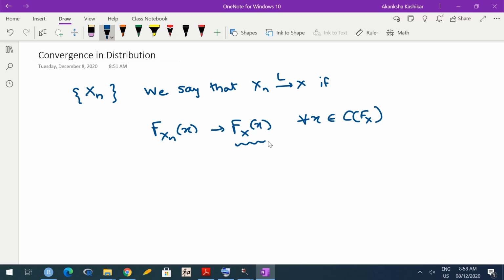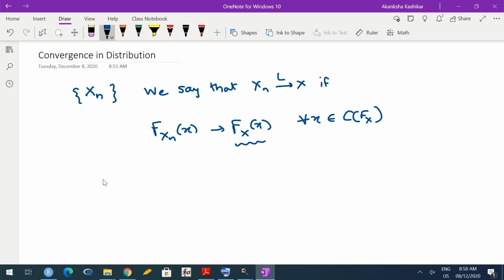Okay, this is important. So if it is not converging for some x at which there is a discontinuity, it is fine. Okay, so let us take a couple of examples. First, let us start with a simple example.